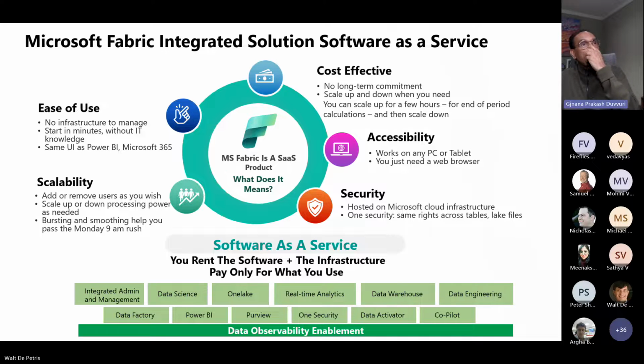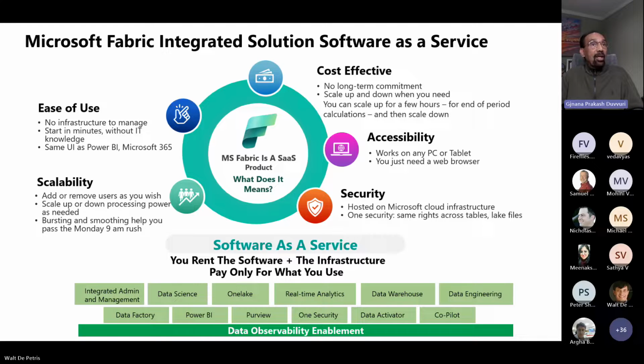Microsoft Fabric is an integrated solution, software as a service. What does it mean for us? Ease of use, no infrastructure to manage, start in minutes without IT knowledge, same UI as Power BI. Then scalability, anytime you can add users, remove users, scale up and scale down, and bursting and smoothing help you pass the Monday 9 AM rush without any problem. And cost effective, no long-term commitment, scale up and scale down when you need. You can scale up for a few hours for end of period calculations and then scale down.